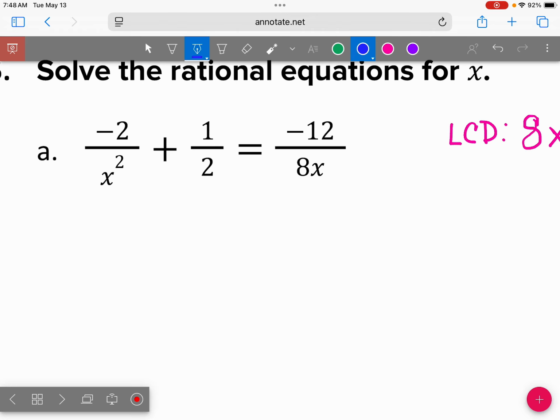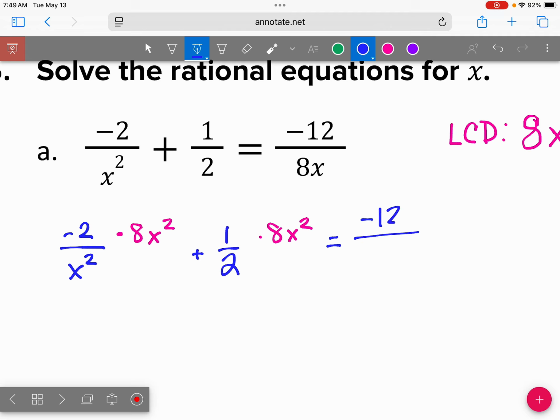So what we're going to do is take my negative 2 over x squared times 8x squared, plus our 1/2 times that 8x squared, set equal to our negative 12 over 8x. How does the 1/2 cancel out? The 2 cancels out with the... Let's take a look.